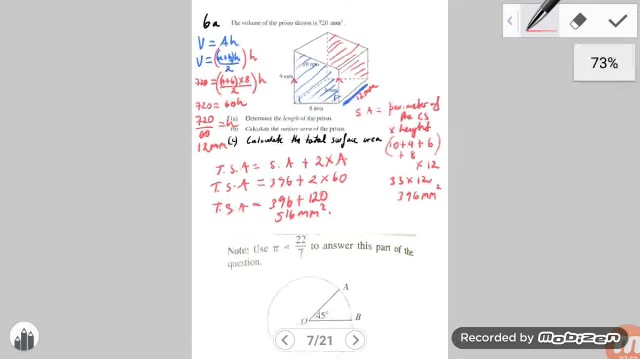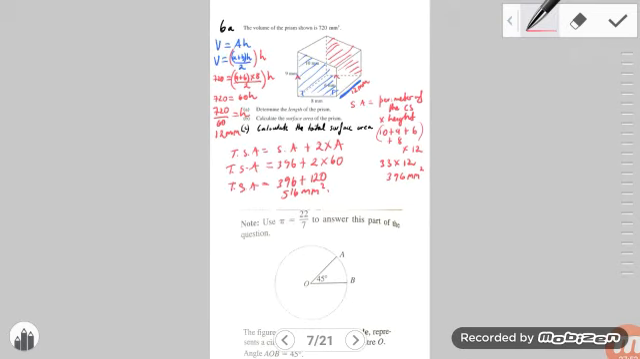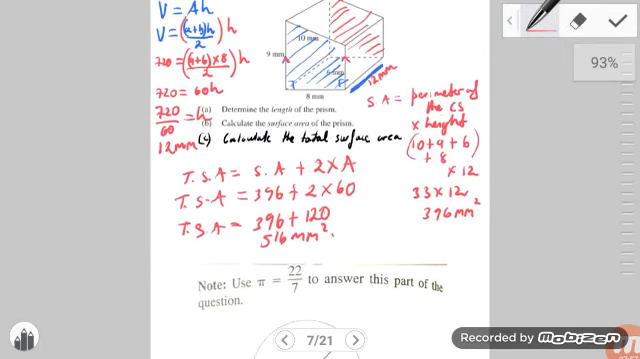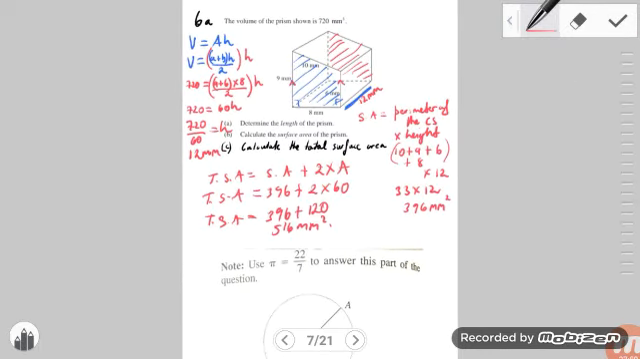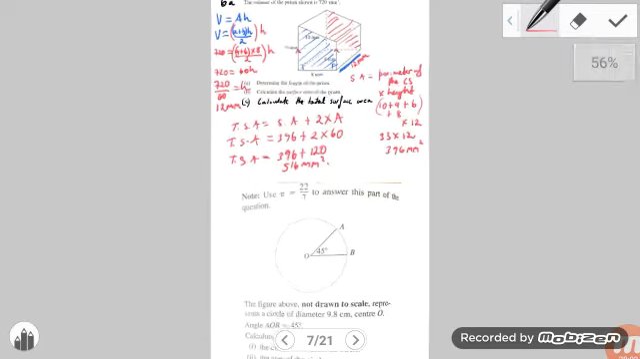Okay, so that was not a very tough question. The formulas are pretty much what you need to know to work out questions like these. Alright, so pretty good. Picked up a couple of marks there for you.